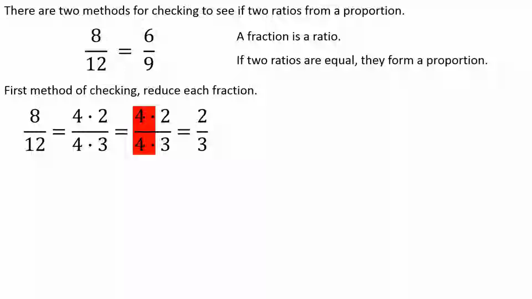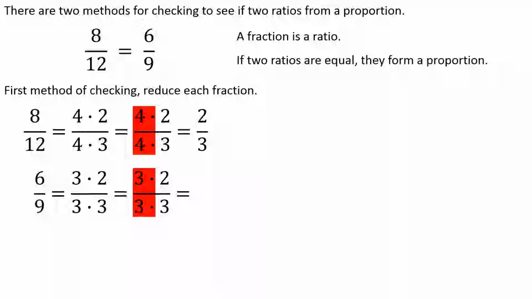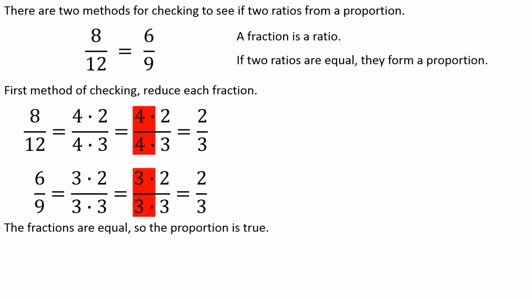Same method for 6/9. The largest common factor that goes into both 6 and 9 is 3. So the 3's will cancel. Leaves me 2/3. Since both fractions reduce to 2/3, I can say that the ratios are equal to each other, and therefore the ratios form a proportion.